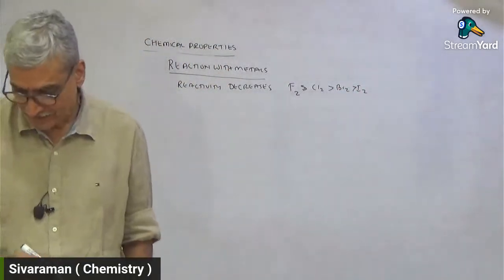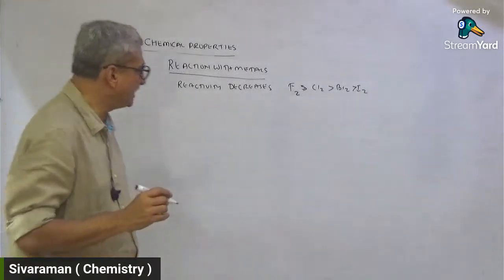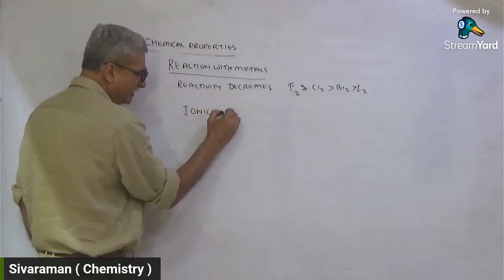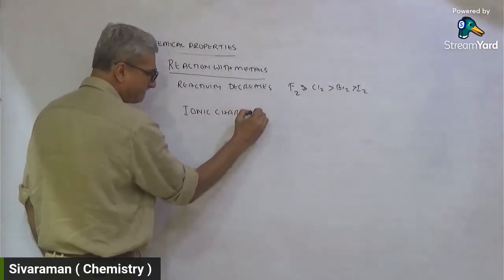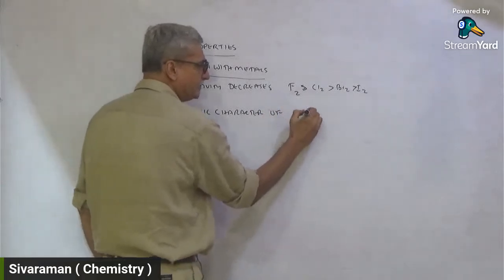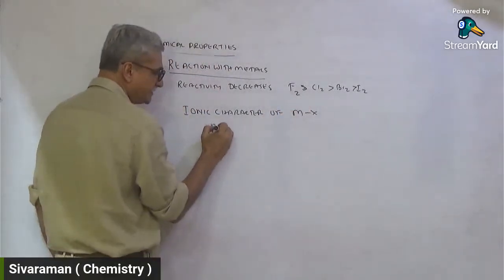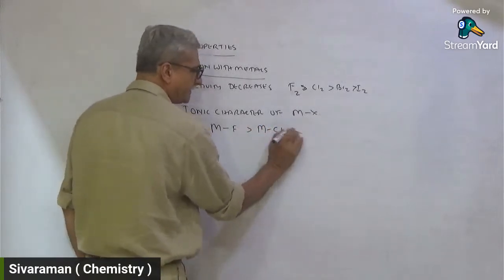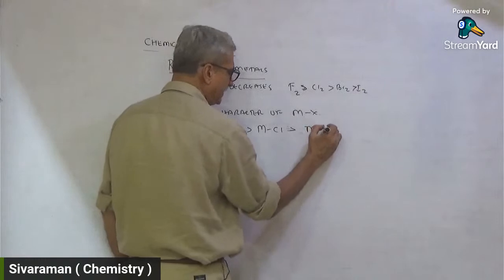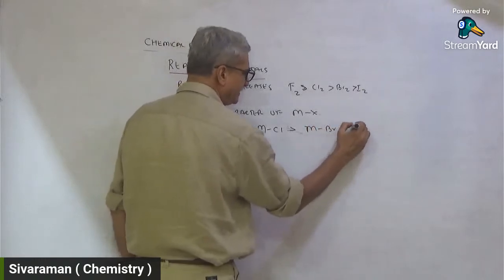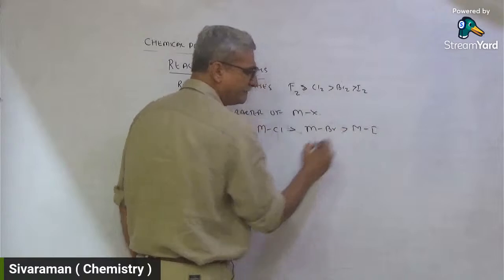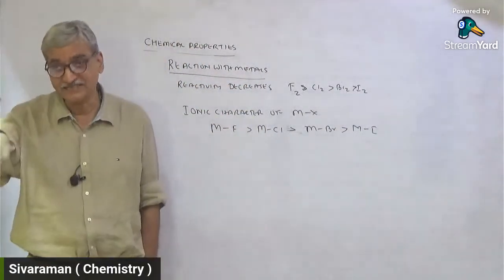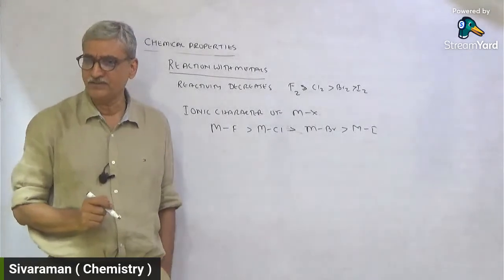That is okay. But the ionic character of the metal halide bond is very important. Metal fluoride is more ionic than metal chloride, more ionic than metal bromide, greater than metal iodide. Now this is a straight question they can ask. But what question they had asked, I will tell you from a previous year question paper.